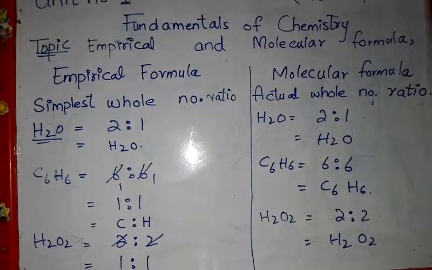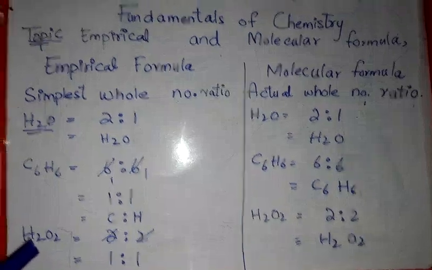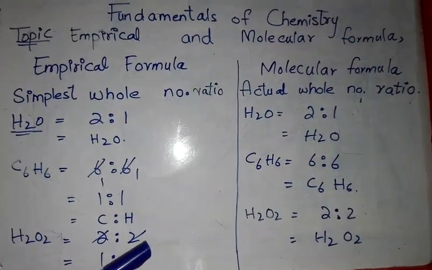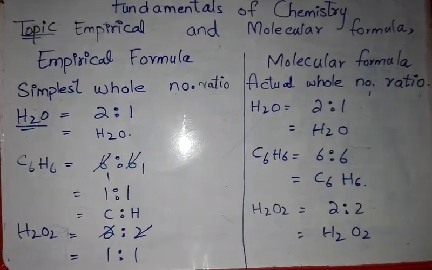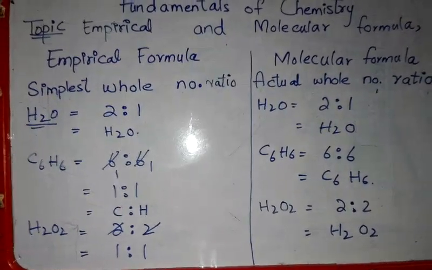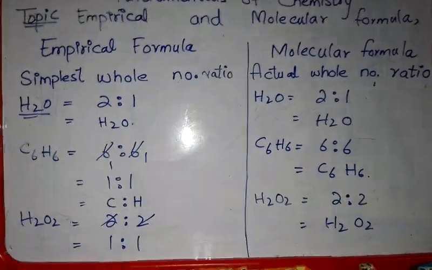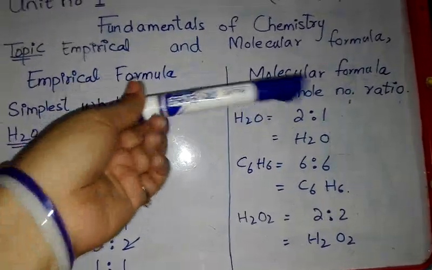Similarly, our next example is hydrogen peroxide. Hydrogen peroxide has the formula H2O2. So 2 hydrogen atoms and 2 oxygen atoms. What we have to do for the empirical formula is make them simple. 2 ones are 2, 2 ones are 2, it becomes simpler now. Is it clear? Moving toward molecular formula.